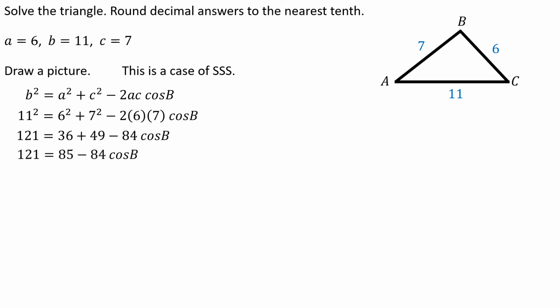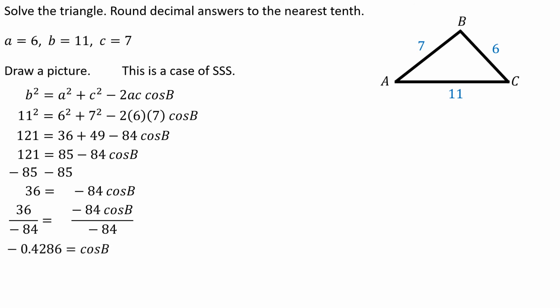Again, I cannot do 85 subtract 84 because the 84 has a cosine of B hanging onto it. So instead, I'll subtract 85 from each side because I want to get that cosine of B isolated. Divide each side by negative 84. And I got some weird decimal. I kind of rounded it off there. Inverse cosine. Oh my goodness, an obtuse angle. The law of sines would not have recognized that. Thank goodness for the law of cosines.